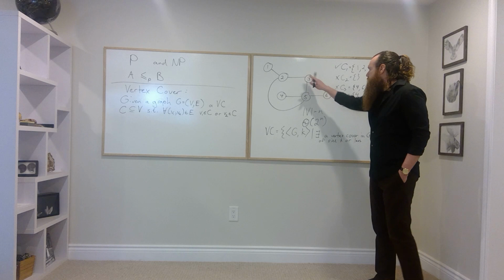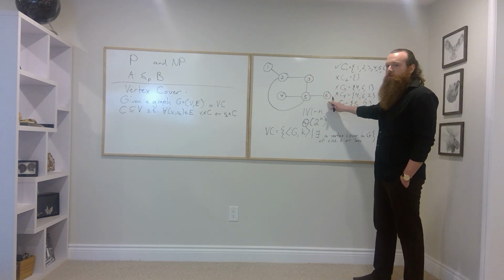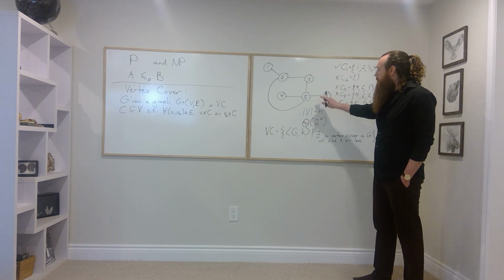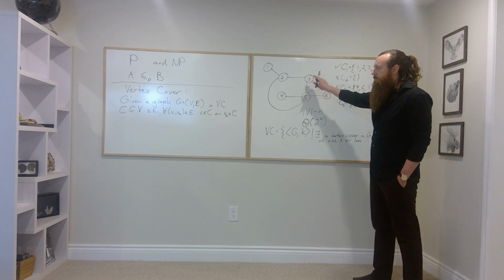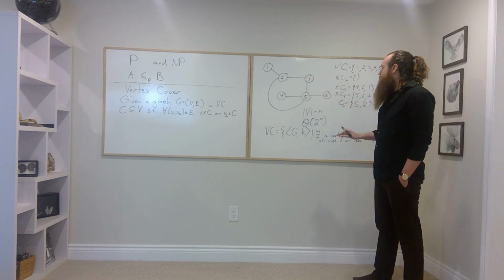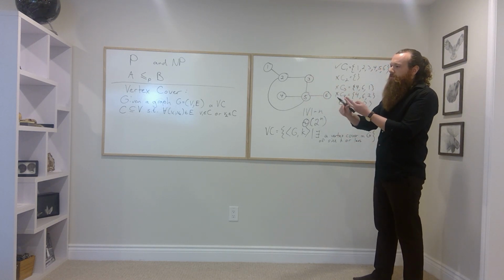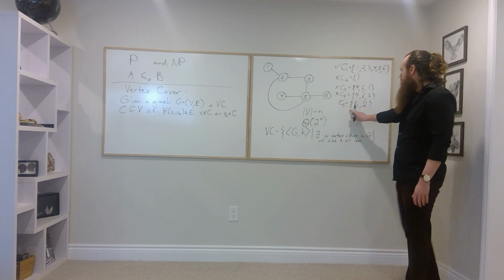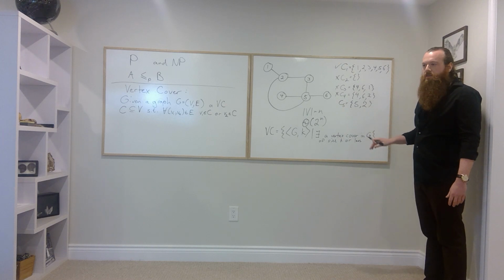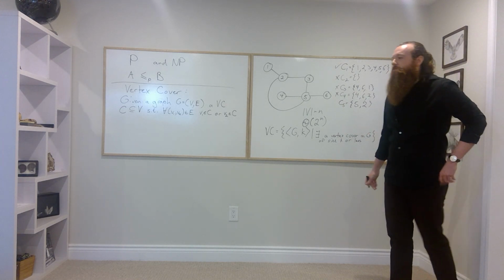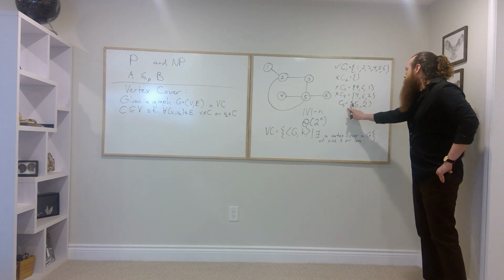But for instance, for this one, you could ask, does there exist a vertex cover of size 6? Yes. 5? Yes. And I'm pointing to the nodes, I shouldn't be doing it. Does there exist a size 6? Yes. 5? Yes. 4? Yes. 3? Yes. 2? Yes. 1? No. Therefore, the smallest possible vertex cover is of size 2.